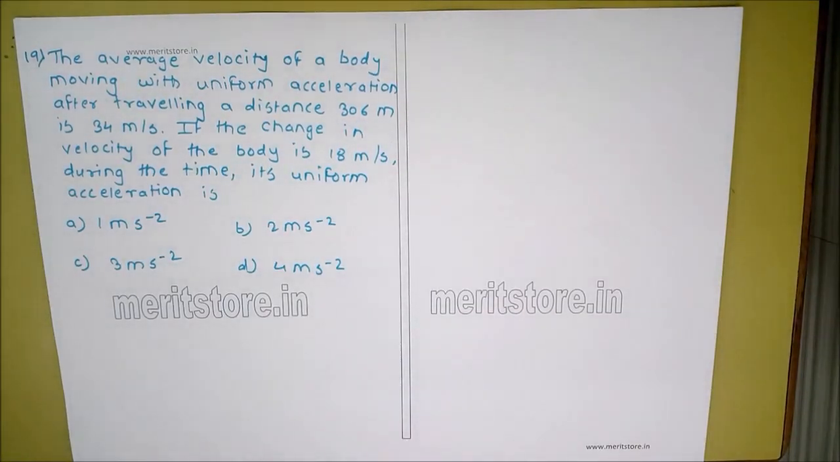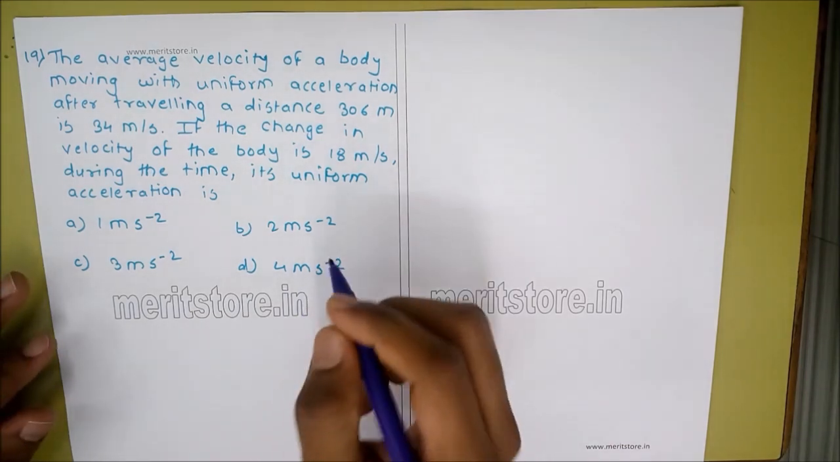The average velocity of a body moving with uniform acceleration after traveling a distance of 306 meters is 34 meters per second. If the change in velocity of the body is 18 meters per second, during the time its uniform acceleration is, the four options given are 1 meter per second square, 2 meters per second square, 3 meters per second square, and 4 meters per second square.